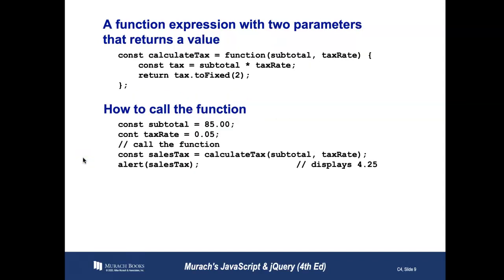And lastly, this is a function expression with two parameters that returns a value. It's the same as before, except this time we have a constant calculateTax, and we call it with the calculateTax function call and pass the two arguments. So the sales tax itself equals that function. But again, it's an expression this time because it has a variable that has been assigned the function.